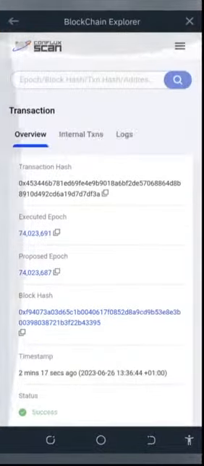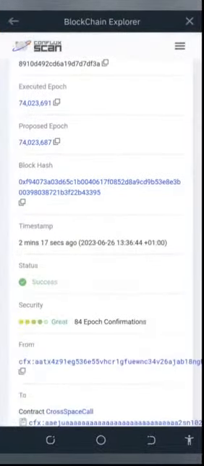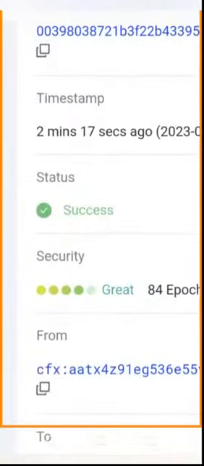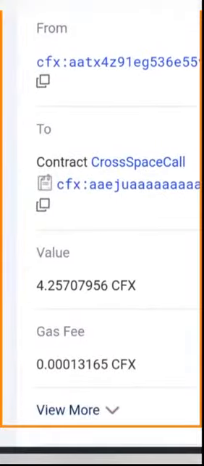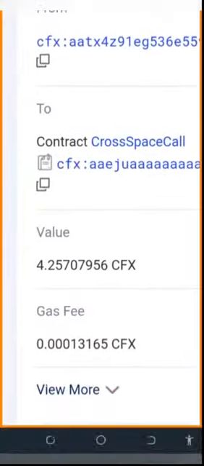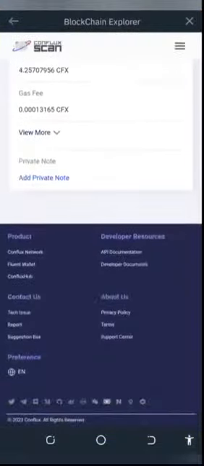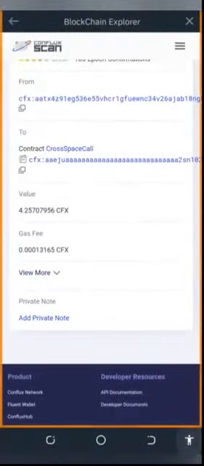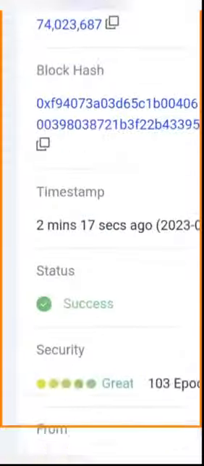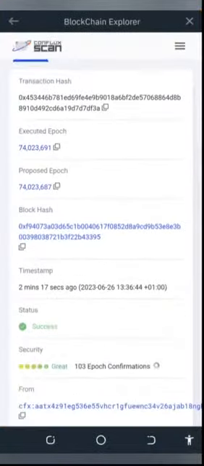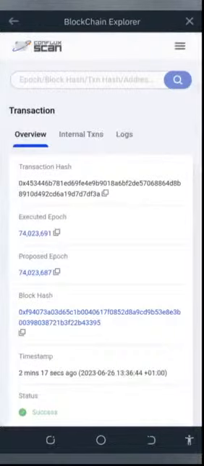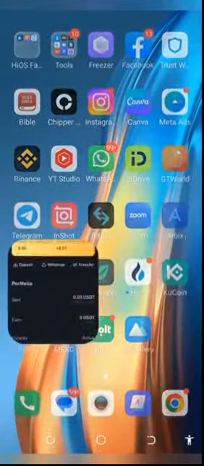Got it. Okay, we're still waiting. I just saw success here. So if we say success, we may just have to wait a little while to see what's going on. You can see everything is here. We can see that it's 4.257 CFX, because don't forget it has to take its own trading fee. Okay, so it's telling me that it's success. We just have to wait a bit to see when it will land in Buy True.